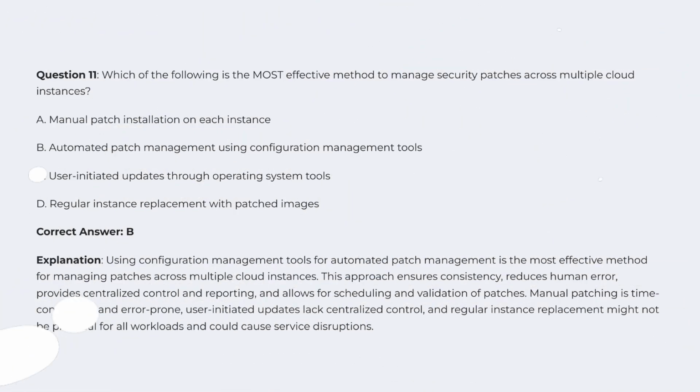Correct answer, B. Explanation. Using configuration management tools for automated patch management is the most effective method for managing patches across multiple cloud instances. This approach ensures consistency, reduces human error, provides centralized control and reporting, and allows for scheduling and validation of patches. Manual patching is time-consuming and error-prone, user-initiated updates lack centralized control, and regular instance replacement might not be practical for all workloads and could cause service disruptions.